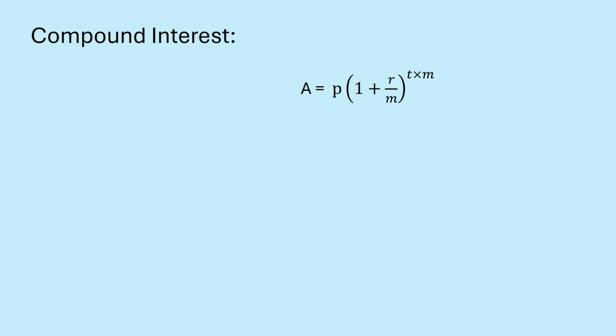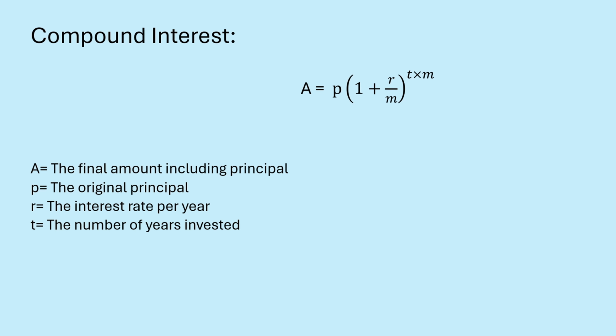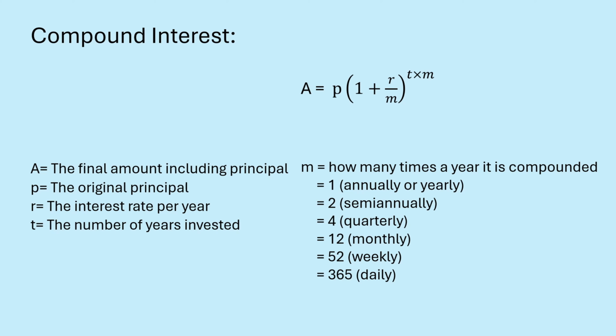Compound interest. Now the equation: A is equal to P in the bracket 1 plus R divided by M, close the bracket, whole bracket to the power of T times M. Now A is equal to the final amount including principal. Next, P is equal to the original principal. Then R is equal to the interest rate per year. Then T is equal to the number of years invested. Then M is equal to how many times a year it is compounded.